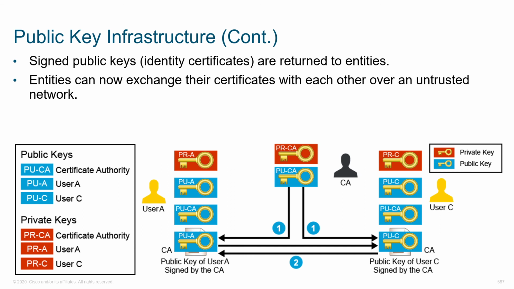So whenever we have a signed public key, this is just called an identity certificate. These are going to be returned to the entities. So again, you send in your certificate signing request to the CA server, they validate the information, and they issue a certificate. You take that certificate and you'll use it to identify yourself whenever you talk to other parties.